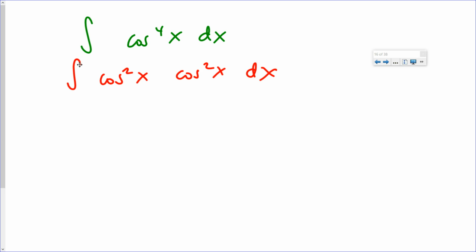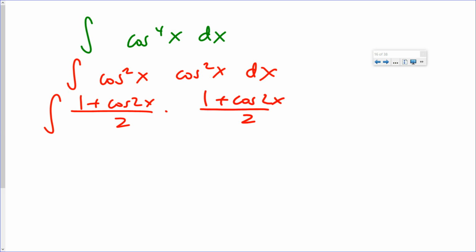Okay, I could split it up into 2 cosine squares. And I know what cosine squared is. Okay, cosine squared is 1 plus cosine 2x over 2. 1 plus cosine 2x over 2. Okay, I'm going to pull out the scalars at this point because that's just something I do. But if you guys don't like pulling out the scalars, it's not a big deal.